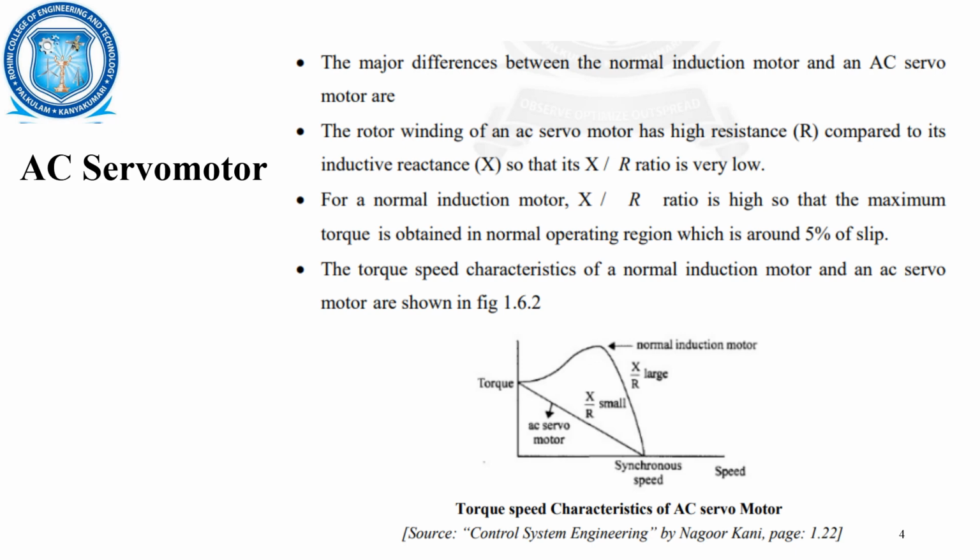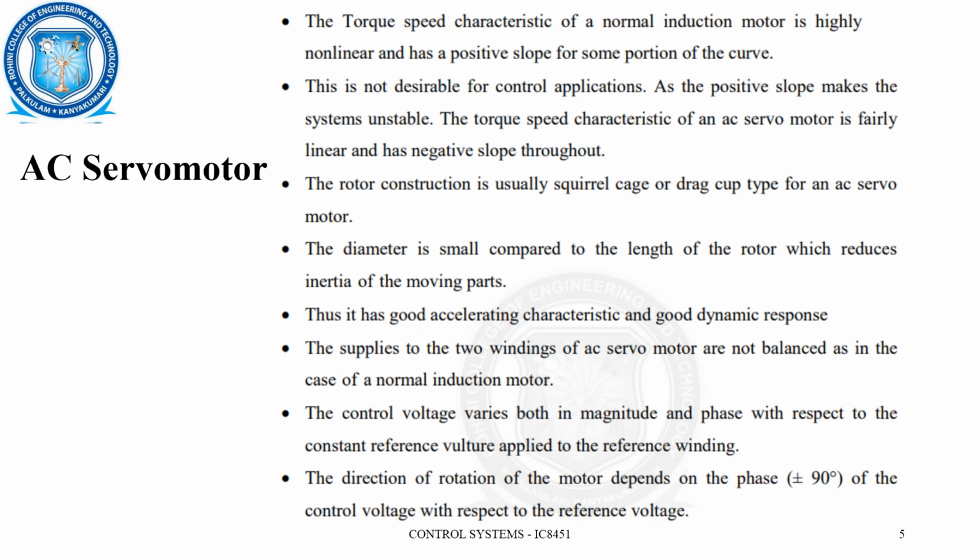We can see in case of the AC servo motor, the torque speed characteristic is a straight line, while in case of the normal induction motor, since the X by R value is very large, the torque value will be very high for even a small speed, and after a limit, it may get reduced to zero when synchronous speed is reached. The torque speed characteristic of the normal induction motor is highly non-linear and has a positive slope. It is not desirable for control applications, as the positive slope makes the system unstable. The torque speed characteristic of an AC servo motor is fairly linear and it has a negative slope throughout.